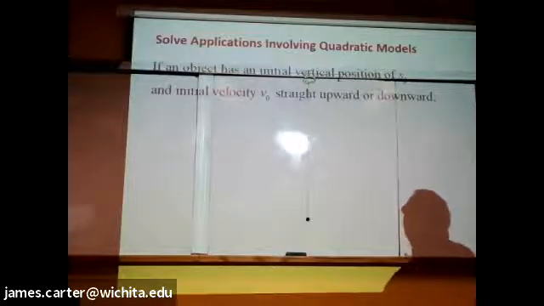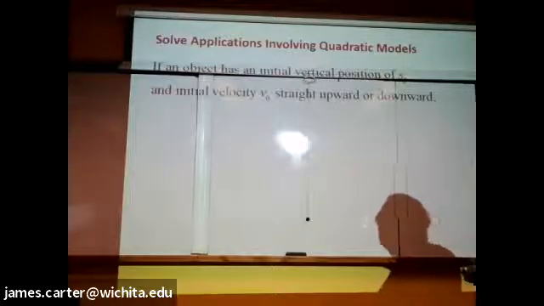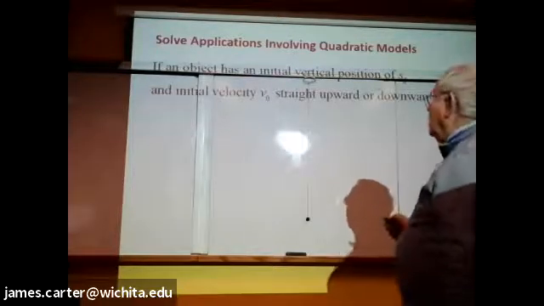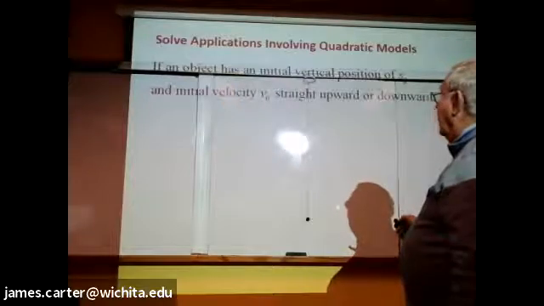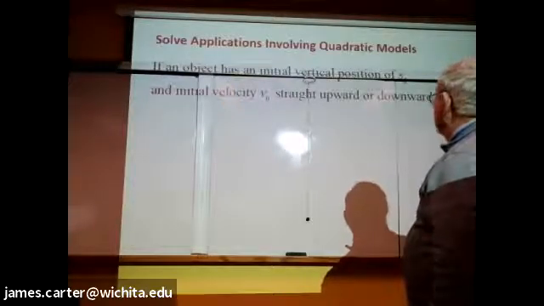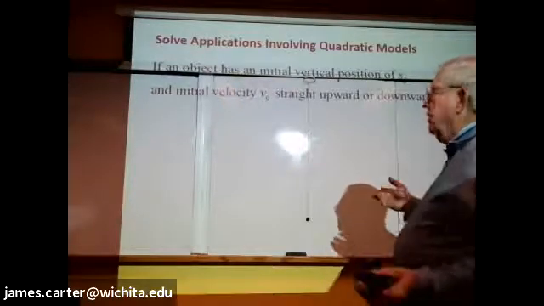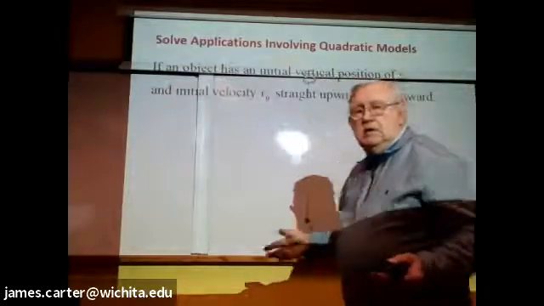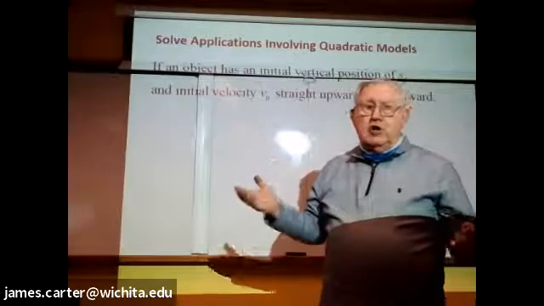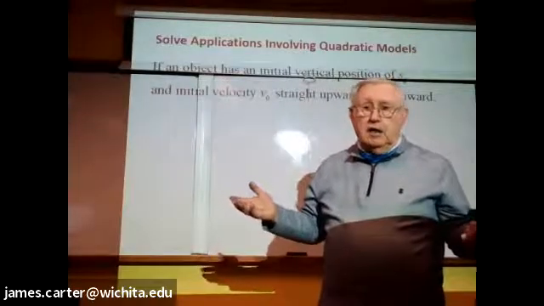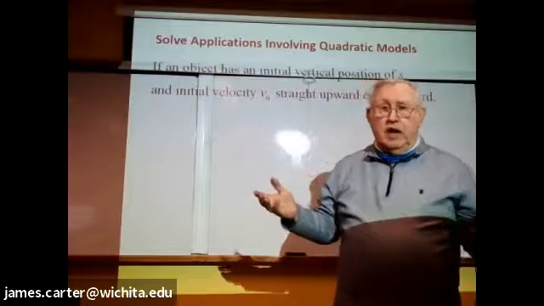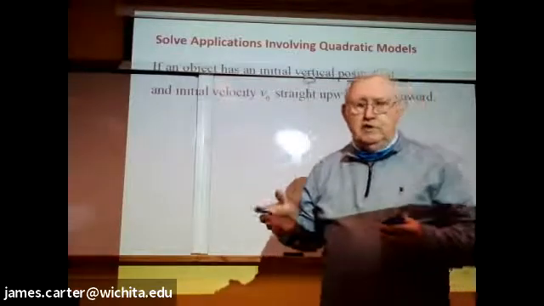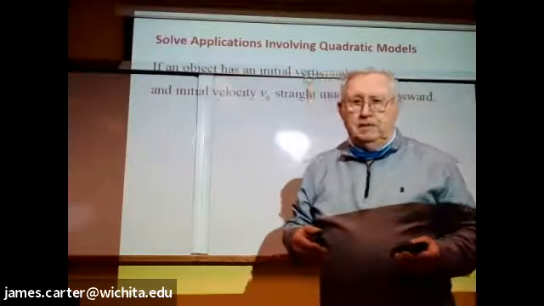Here's a word problem. If an object has an initial vertical position of s sub o and a velocity when you first launch it of v sub o straight upwards or downwards, what in the heck are they talking about? If I shot an arrow into the sky, never would I know where it would lie. Well, actually, you can figure that out mathematically.